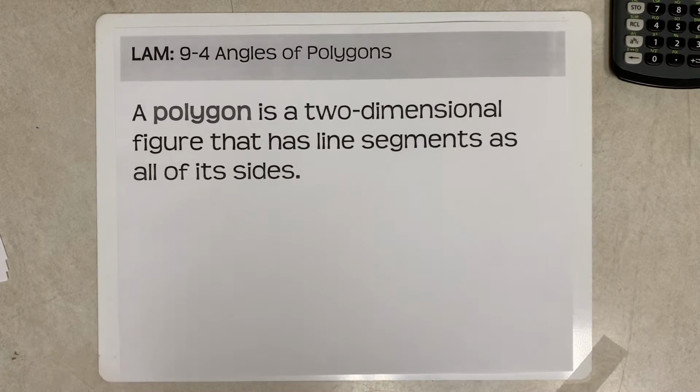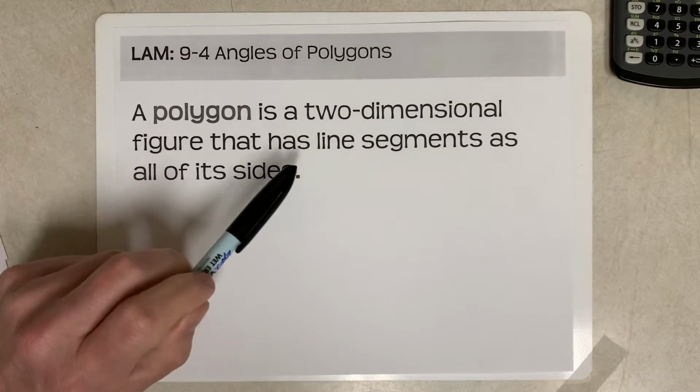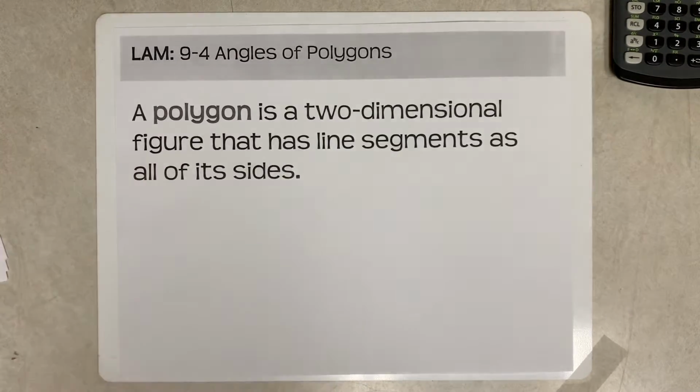Hey guys, in this video we're going to look at the angles of polygons. And so we start out pretty easily with discussing exactly what a polygon is. Our definition is going to be: a polygon is a two-dimensional figure that has line segments as all of its sides.